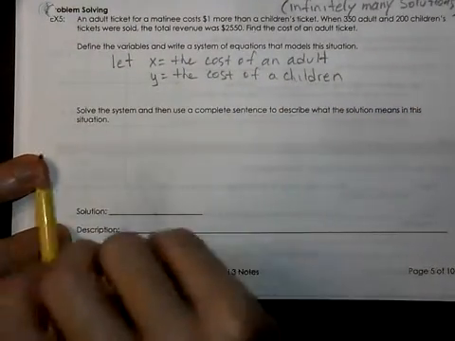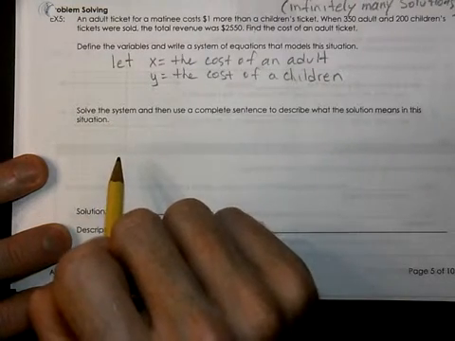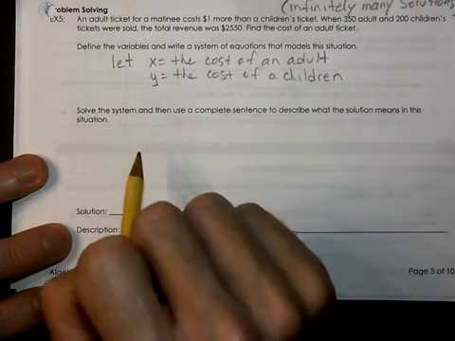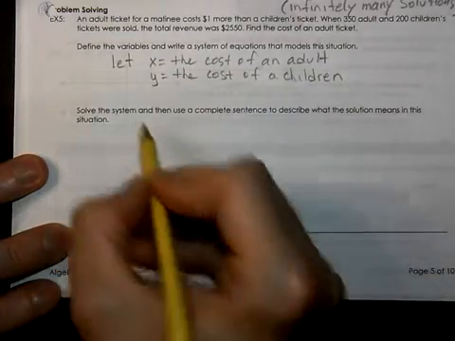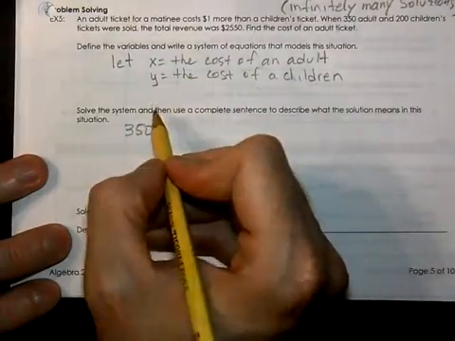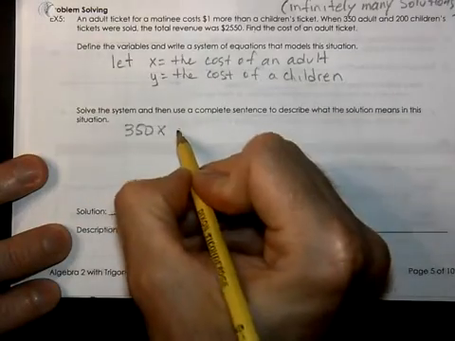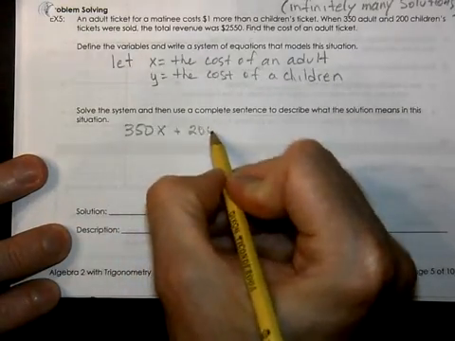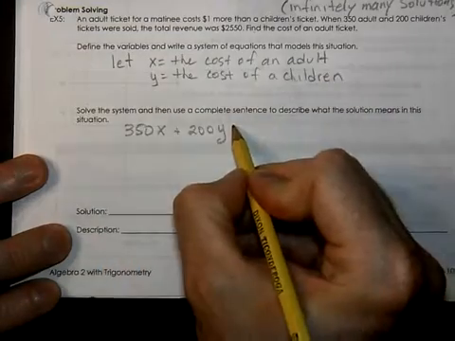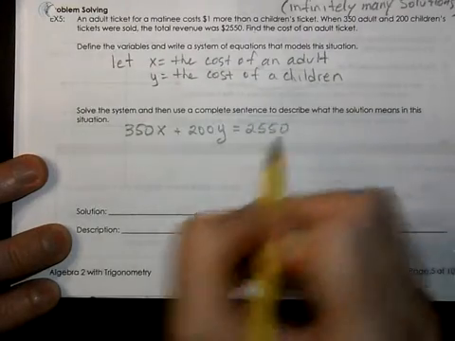So now we need to write our equations. Later on we're going to call these constraints. What are the constraints on X and Y? We know that 350 tickets at some price plus 200 children tickets at some price was supposedly going to equal $2,550.